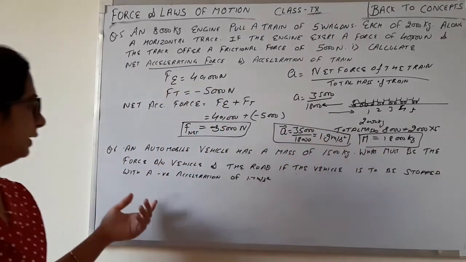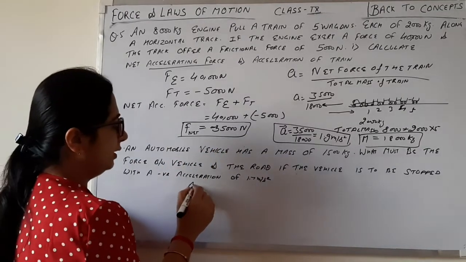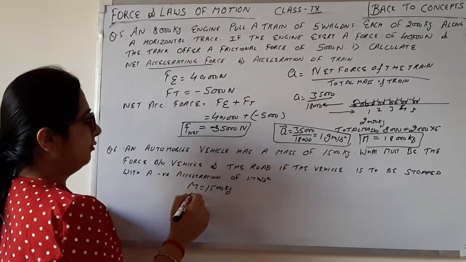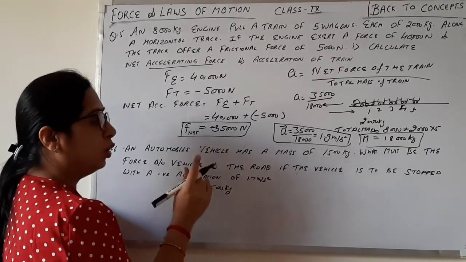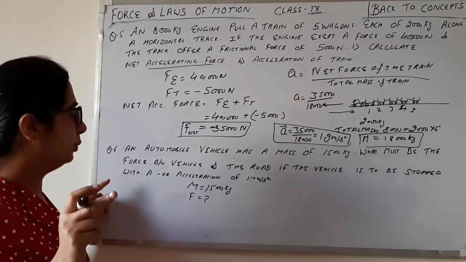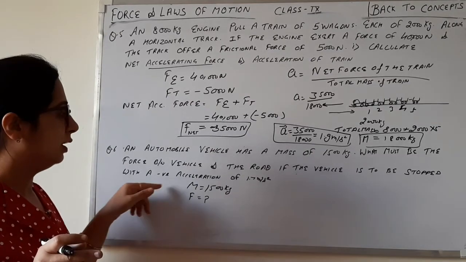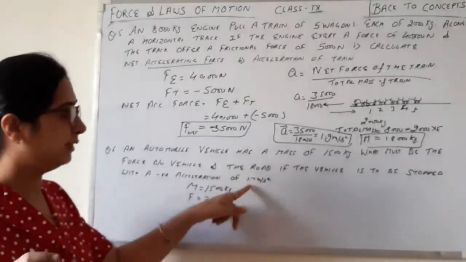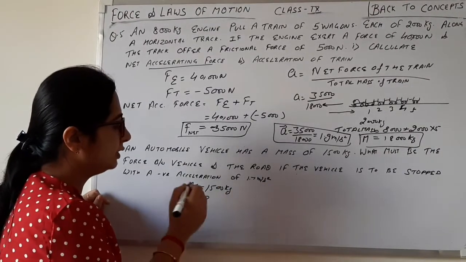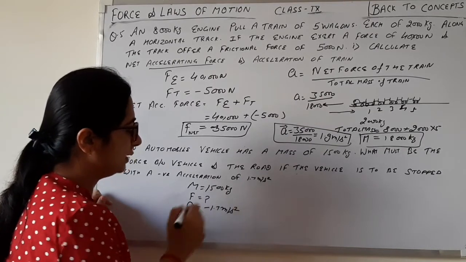Now come to the second. An automobile vehicle has a mass given here, 1500 kilogram. What must be the force between the vehicle and the road if the vehicle is to be stopped with a negative acceleration of 1.7 meter per second square? So here the acceleration is given, -1.7 meter per second square.